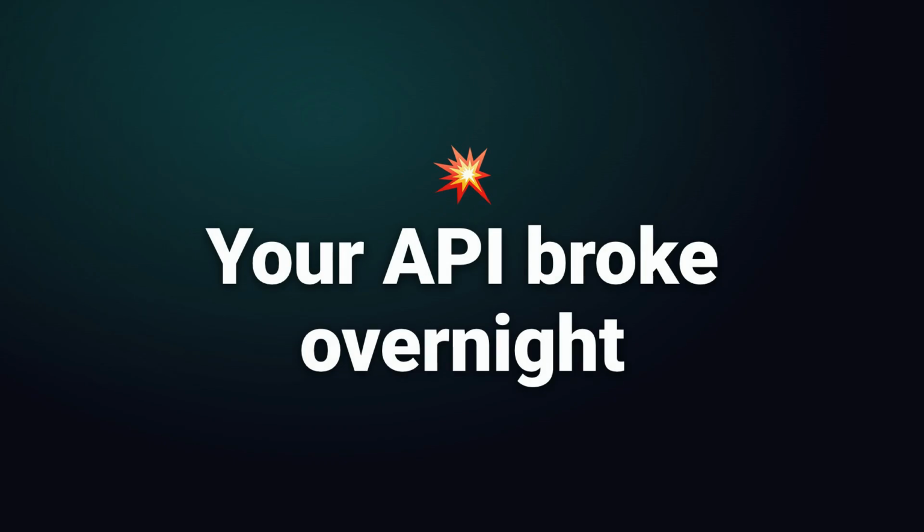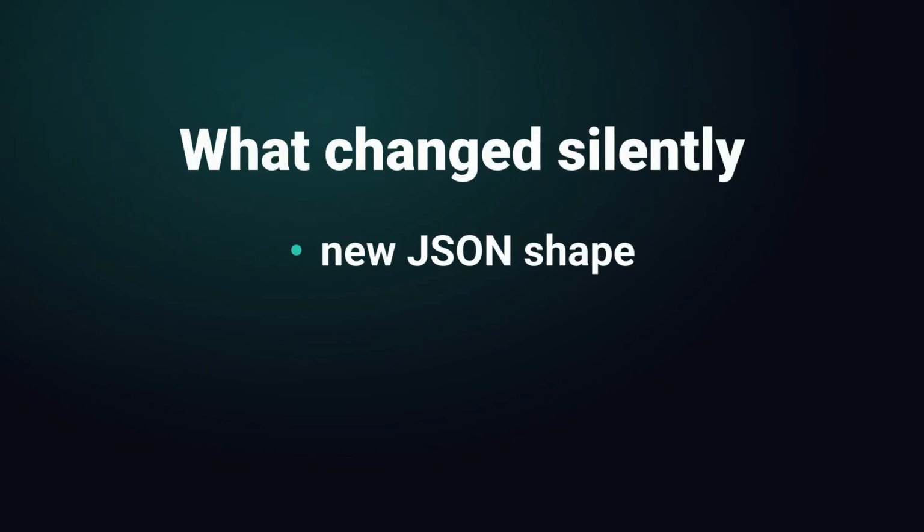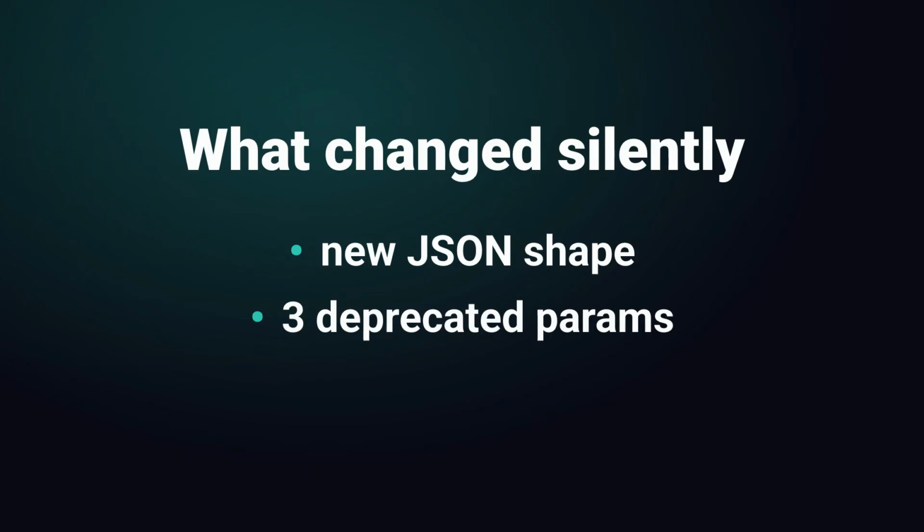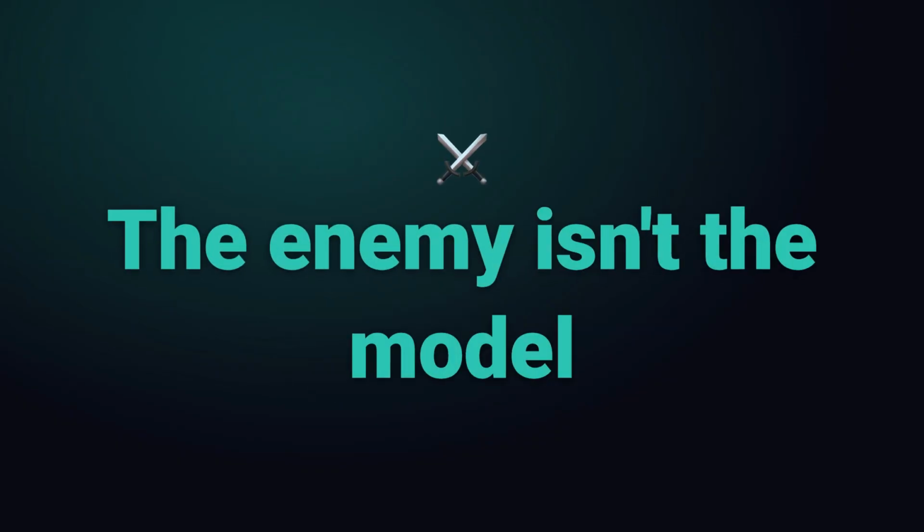Your API worked yesterday. Today it returns a different JSON shape, deprecated 3 parameters, and quietly renamed the endpoint. And somewhere in your agent framework, everything downstream just silently broke. If you've ever spent an afternoon hunting a tool failure that had nothing to do with your logic and everything to do with a vendor's changelog, you already know the real enemy here isn't the model.